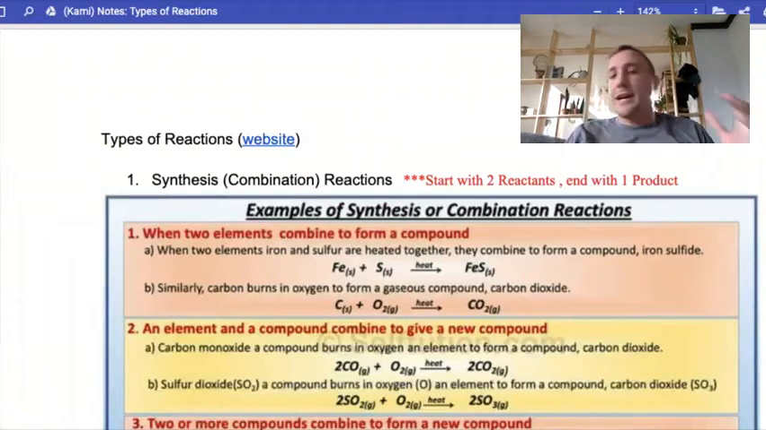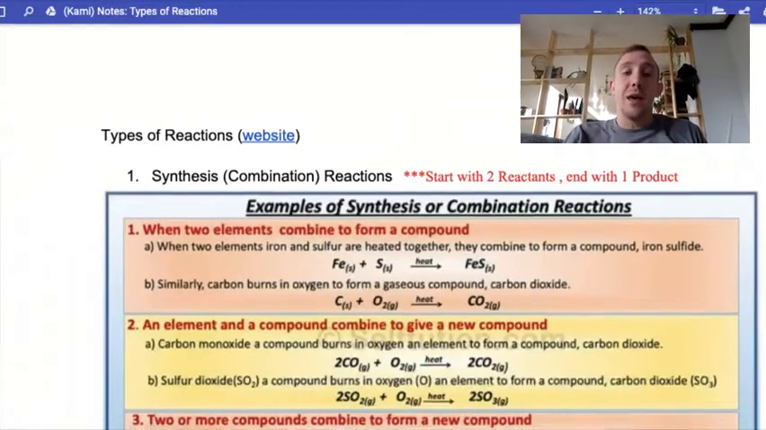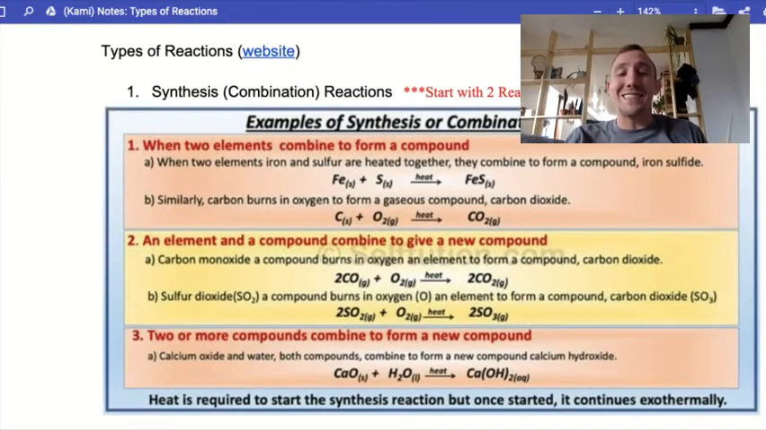You guys have been learning how to balance reactions, but now what I want to add on top of that is trying to determine what type of reaction it is. And so we have five types of reactions that we're going to talk about today. And the first one we're going to talk about is synthesis.